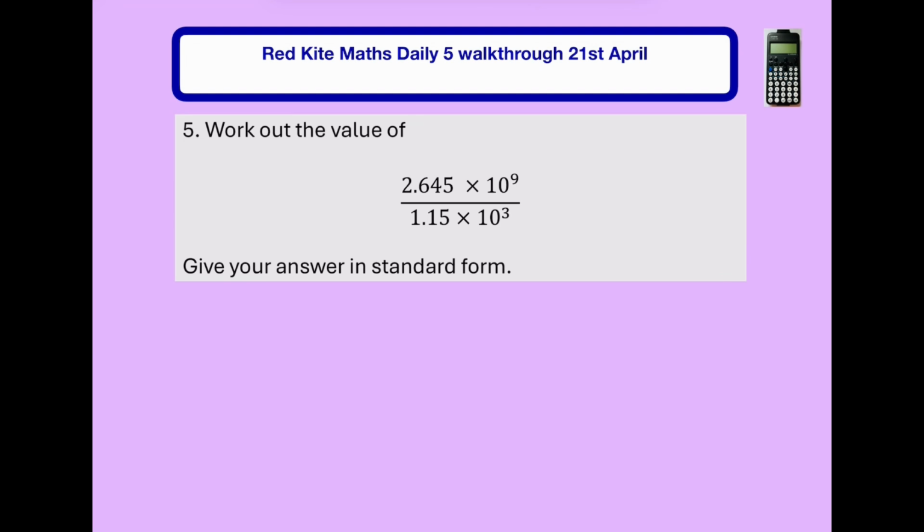Another calculator question. So first up, press your fraction button on your calculator, pop in the numerator, the top number, pop in the denominator, press equals, and you will get 2,300,000. Now we have to write this in standard form. So we'll write 2.3 times 10, and then we will count how many. 1, 2, 3, 4, 5, 6. So that's 2.3 times 10 to the 6.